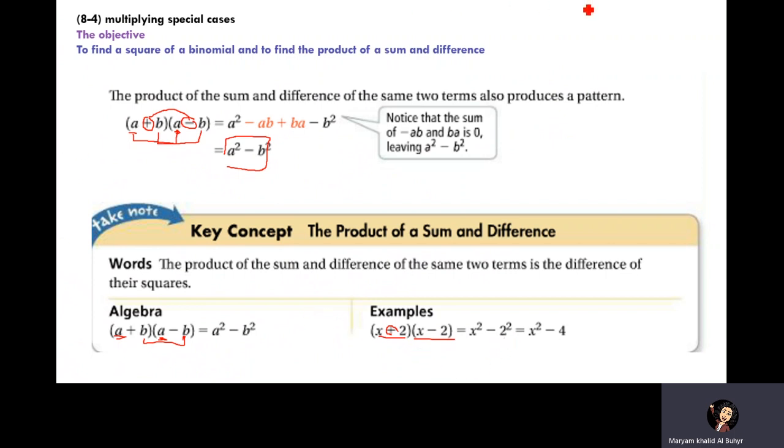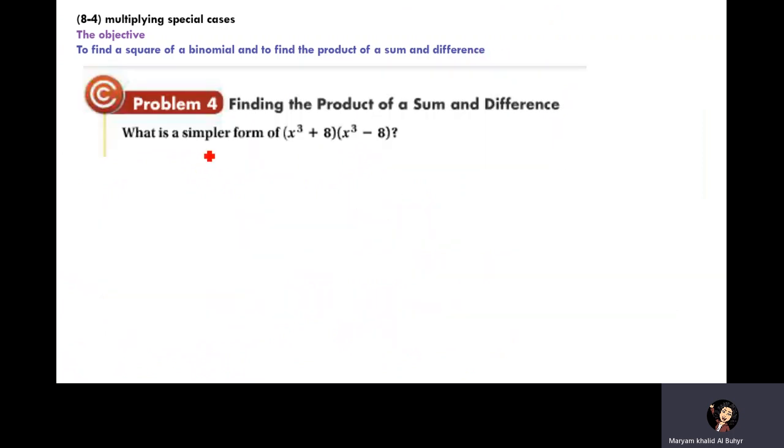Let me show you. Please don't confuse between the first one and the second one. So let's do this one. The first one is exactly the same as this one.